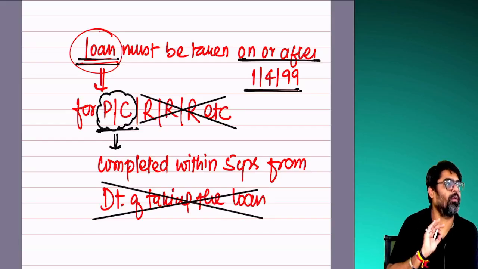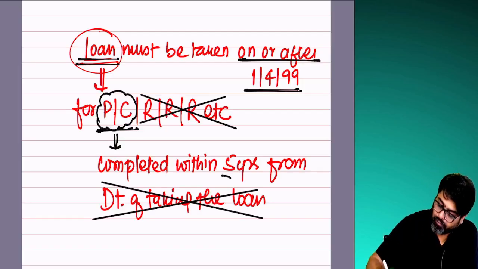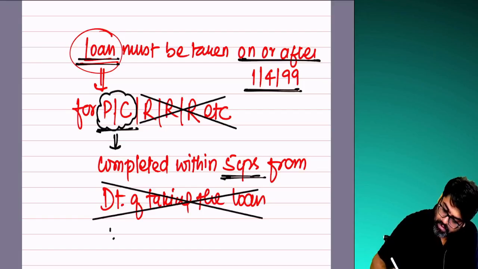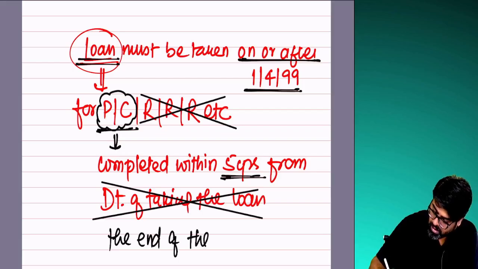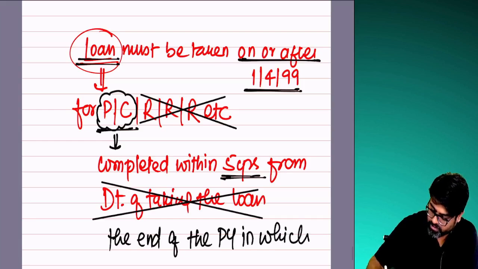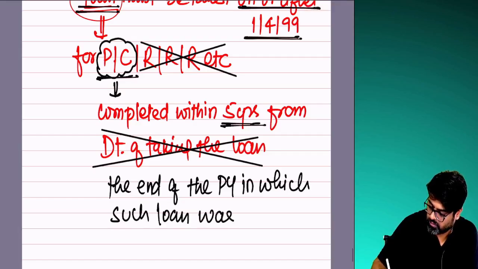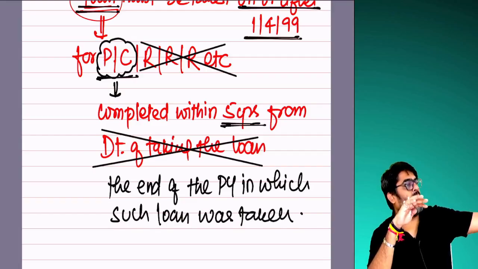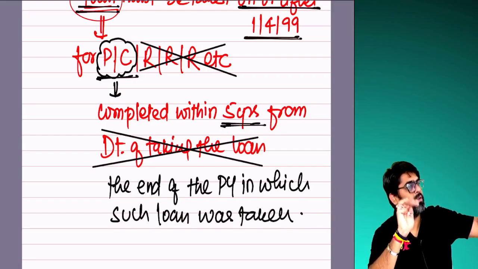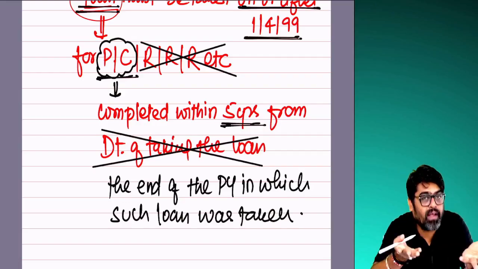Don't see on what date the loan was taken. Within 5 years from the end of the previous year in which such loan was taken. Will you check 5 years from the date of borrowing? No. Check when the loan was taken, in which previous year the loan was taken.